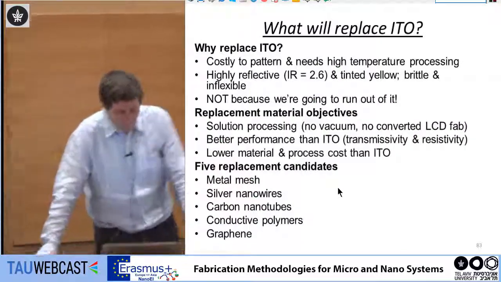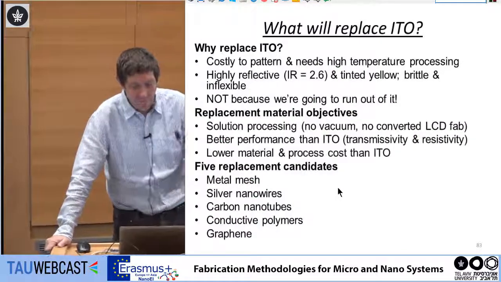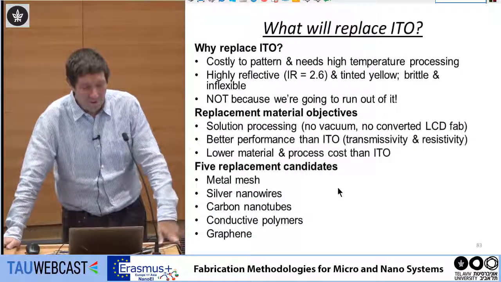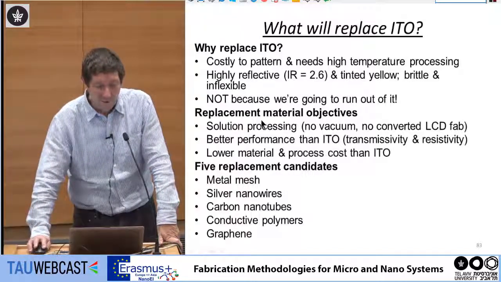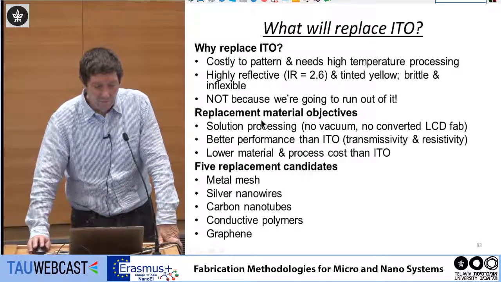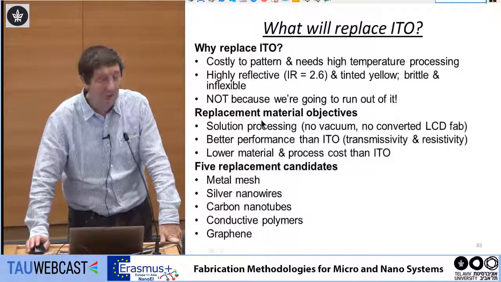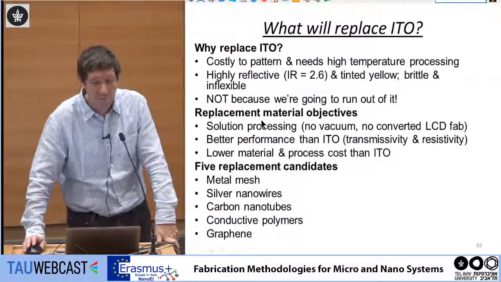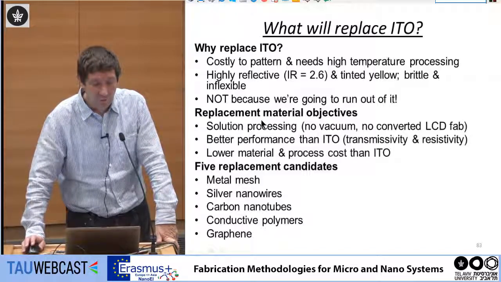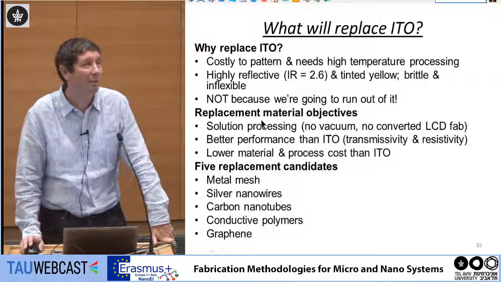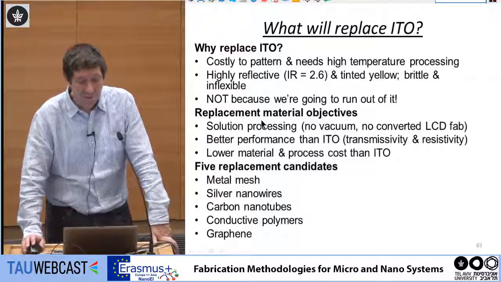Continue, but let's review a little bit the last lecture. So what will replace ITO? As I told you before, indium tin oxide is a very good material, but it's costly and needs high temperature processing, so it might be a problem to deposit it on plastic.